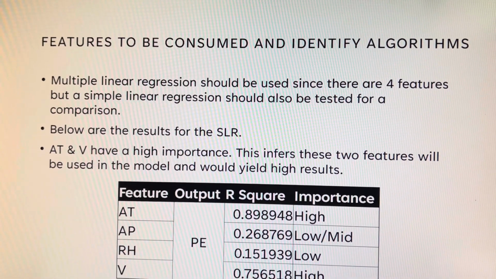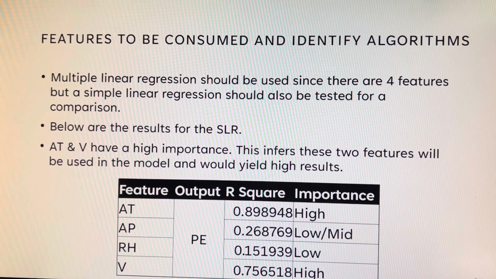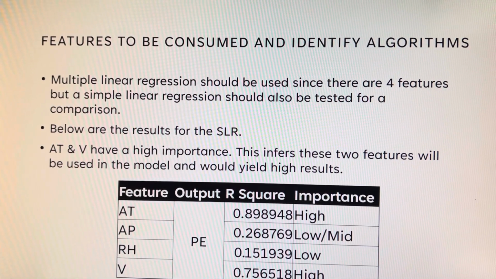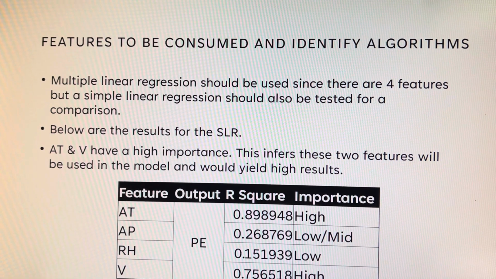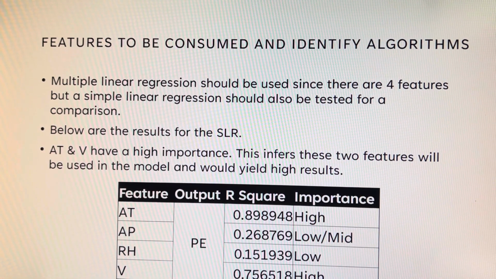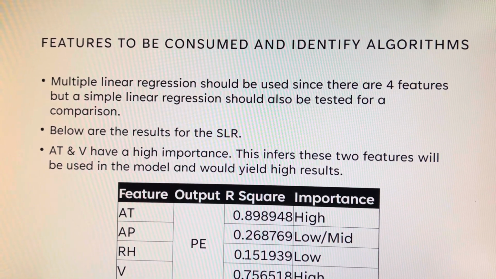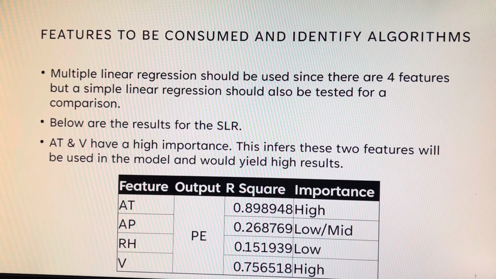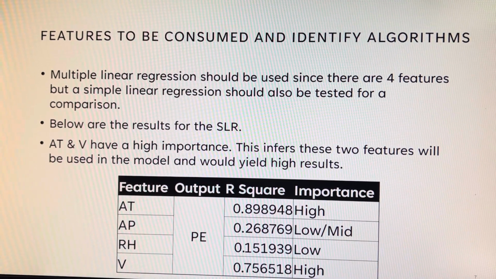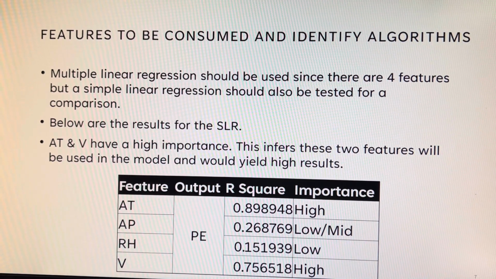So we'll start with features to be consumed and identify algorithms. So one of the first things I really looked at was the multiple linear regression, because there are 4 features, but a simple linear regression should also be tested for just a comparison. So below are the results for the single linear regression.